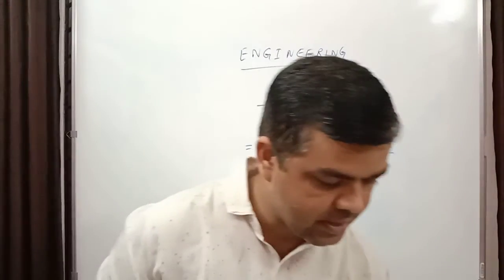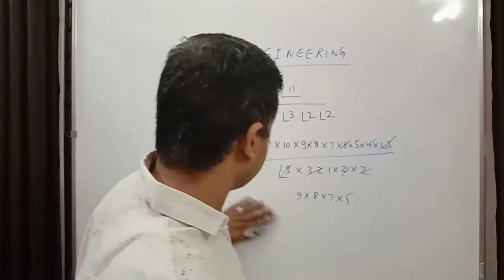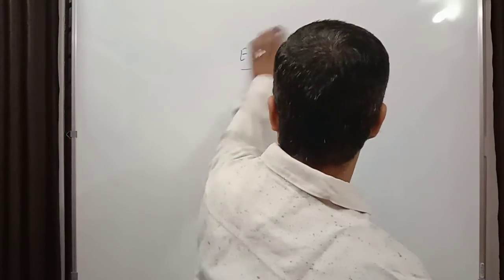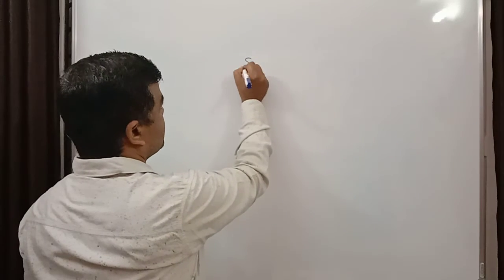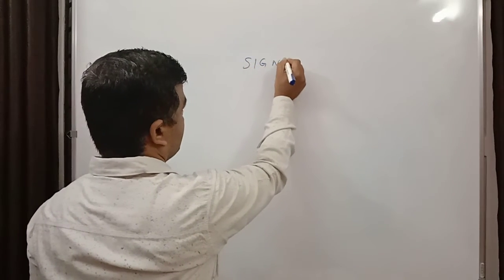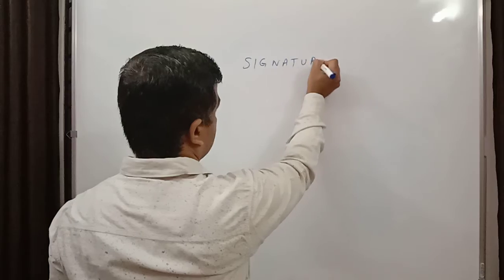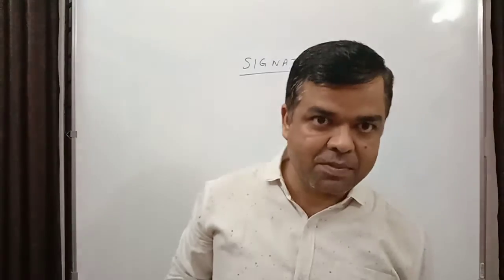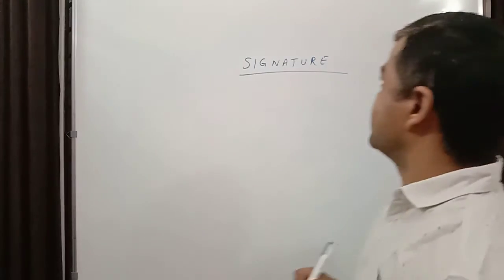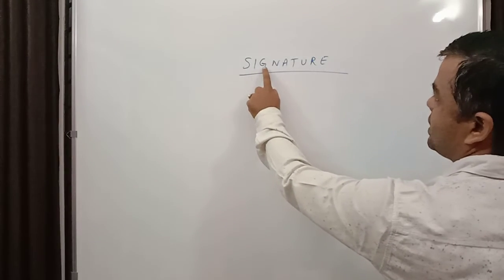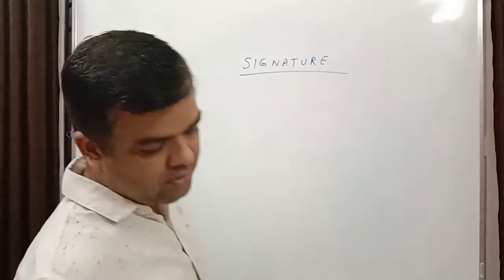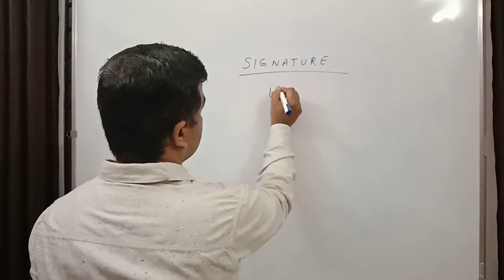Okay, take another example. In how many ways can the letters of the word signature be arranged? So how many letters are there? 1, 2, 3, 4, 5, 6, 7, 8, 9. 9 letters are there. Okay, so factorial 9 on top.